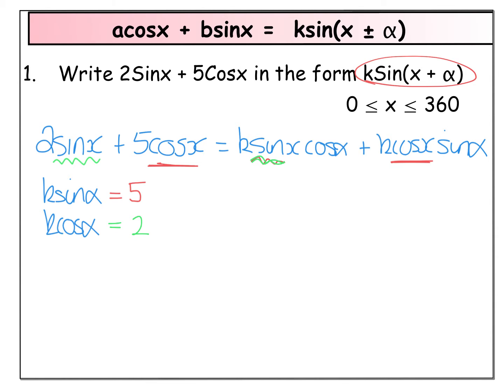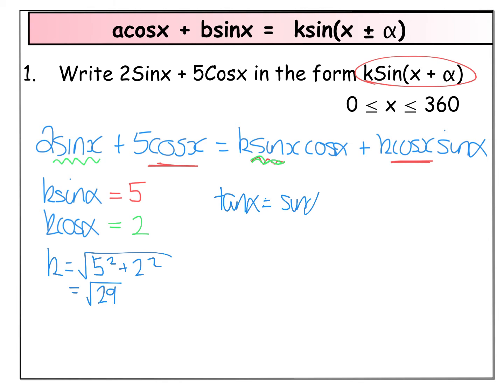Then I do the wee Pythagoras bit to find k. So k is the square root of 5 squared plus 2 squared, which is 25 plus 4, which is 29, so you leave it as root 29. The tan part: tan alpha equals sine alpha over cos alpha. So we take the 5 and the 2 and put it as 5 over 2.